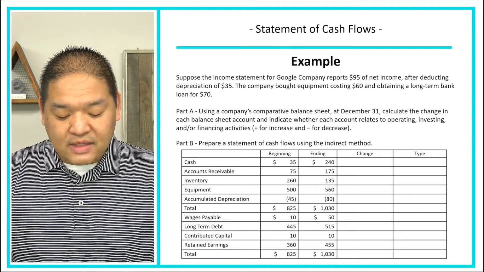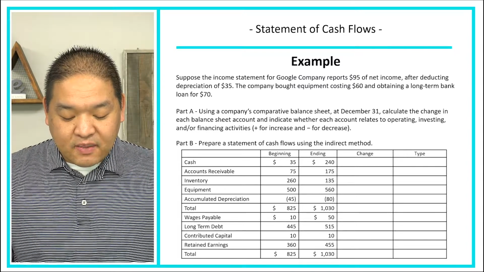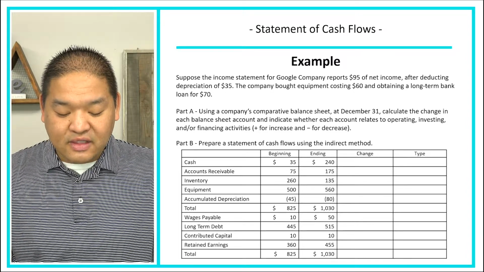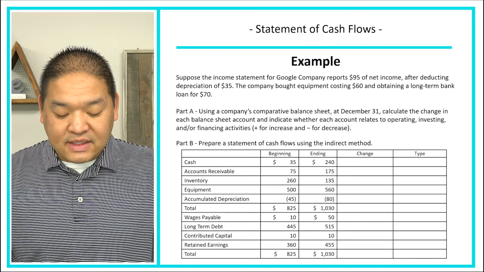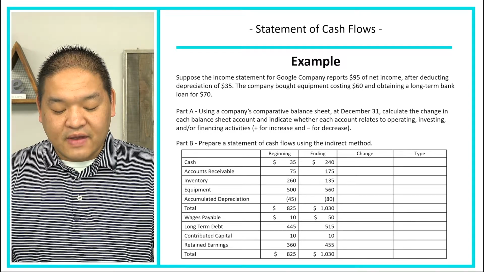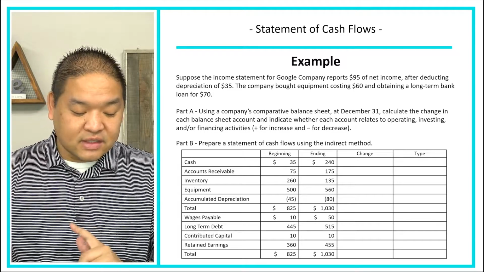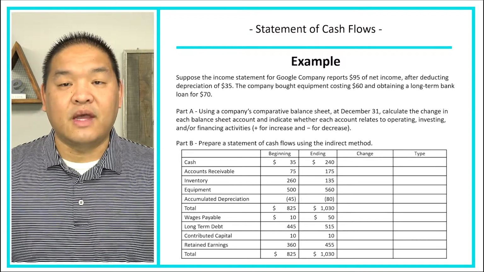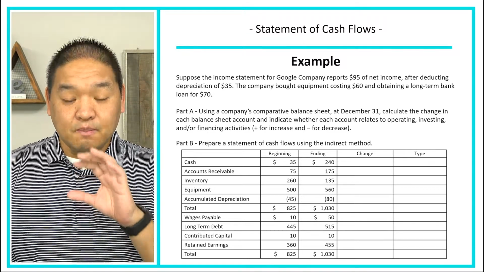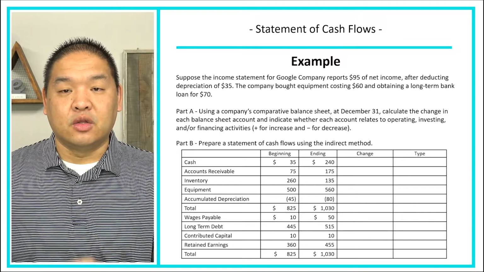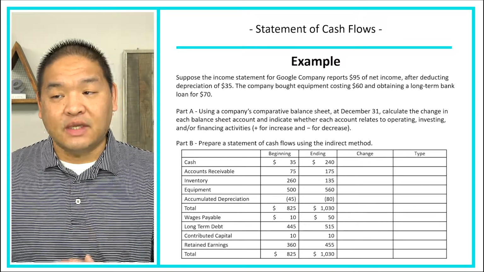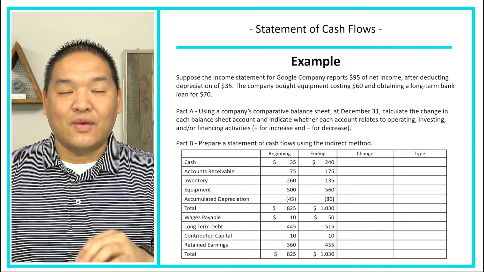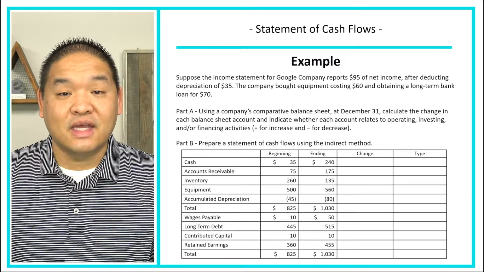So for part A, using a company's comparative balance sheet at December 31st, calculate the change in each balance sheet account and indicate whether each account relates to operating, investing, or financing, plus for increases, minus for decreases. And then prepare a statement of cash flows using the indirect method, which we'll show you on another screen. So first thing that we're going to do here is look at our comparative balance sheet, find our pluses and our minuses, and what type, where would they report on the statement of cash flow. So let's get going here.